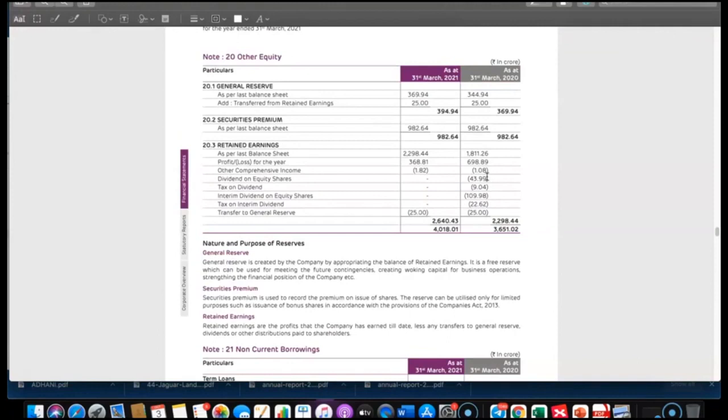We have to see whether there are any revaluation reserves. If yes, that should also be deducted while computing this tangible net worth. So I checked their schedule 20, which deals with reserves. They have general reserve, securities premium, and retained earnings. Okay, so there is no revaluation reserve.